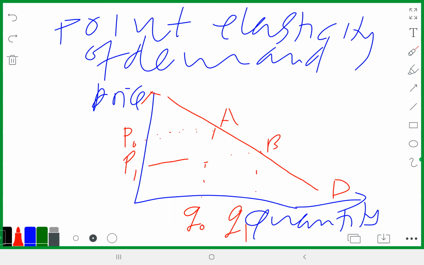Now, point elasticity of demand simply indicates the examination of the elasticity of demand at one point along the demand curve, right? So we want to ask ourselves, what is the responsiveness, the elasticity of demand at point A, meaning when price is at P naught and the quantity is at Q naught? What is that responsiveness? That is called the point elasticity of demand.